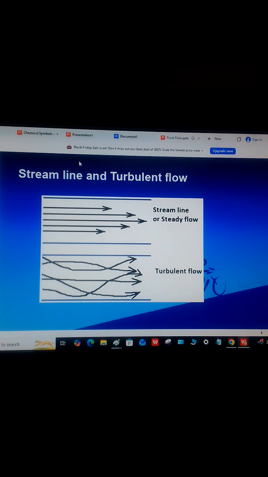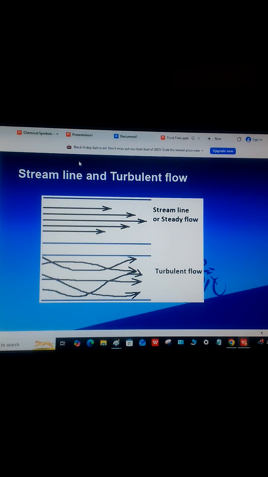What causes turbulent flow? Number one, abrupt changes in the cross-sectional area of the tube of flow. Number two, when the speed of fluid flow changes suddenly beyond a critical velocity. There is a velocity that we call critical velocity. We shall talk about that. So when the speed of fluid flow changes suddenly beyond that velocity, it causes turbulent flow.